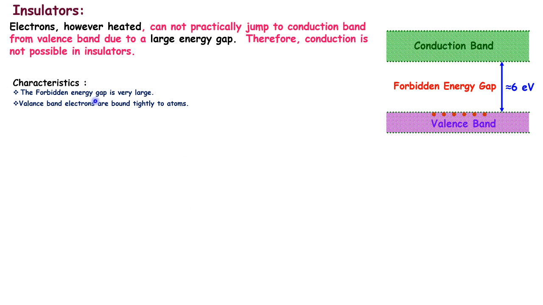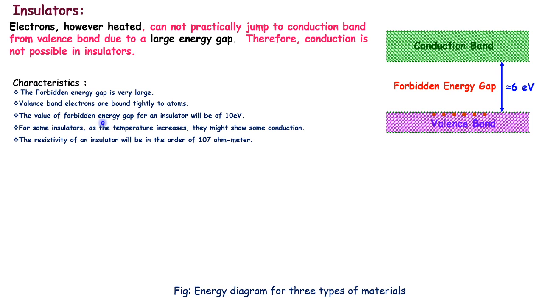Characteristics: the forbidden energy gap is very large. The valence band electrons are bound tightly to the atoms. The forbidden energy gap for an insulator will be near about 10 electron volt. For an insulator, as the temperature increases, they might show some conduction. The resistivity of an insulator will be in the order of 10^7 ohm meter. For diamond, the energy gap is 7 electron volt.